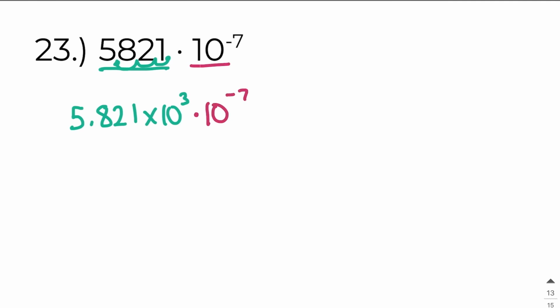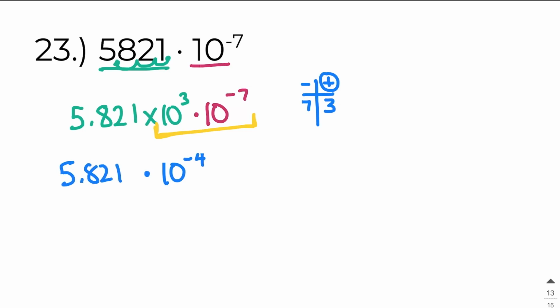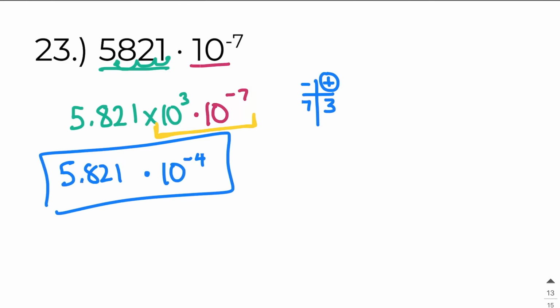Now, right here, we have the same base of 10 and it's multiplication, so we can add our exponents. So this becomes 10 to the power of team positive 1, 3 points, team negative 1, 7 points. So team negative won the game by 4 points, and then we can just copy down this 5.821 right here. And this is our answer here.